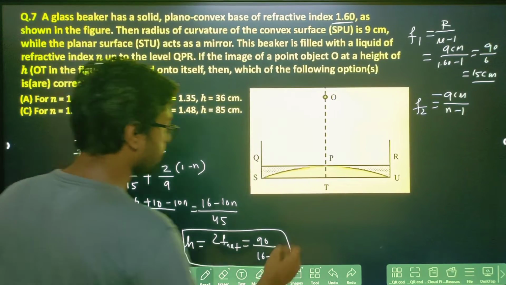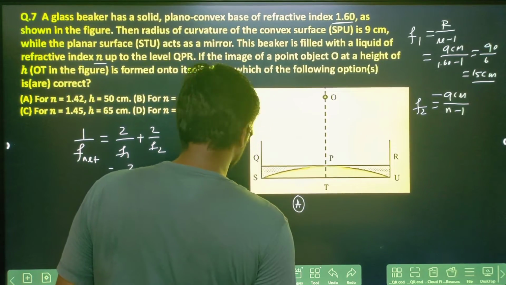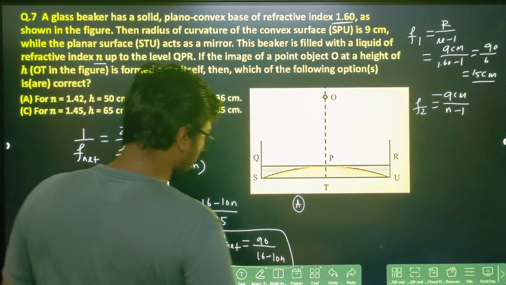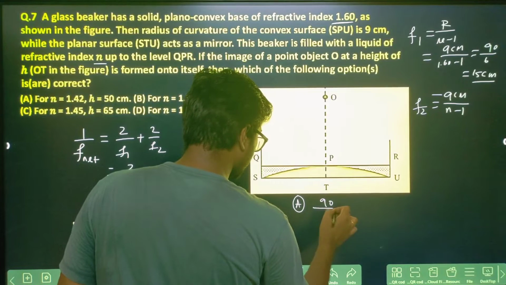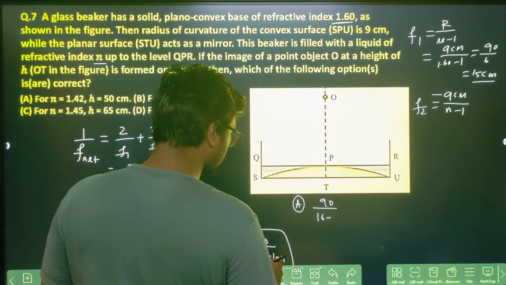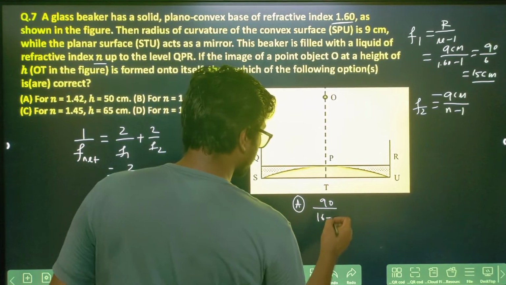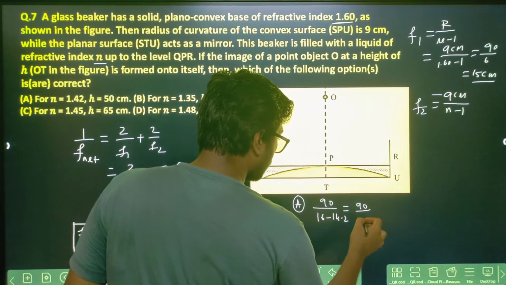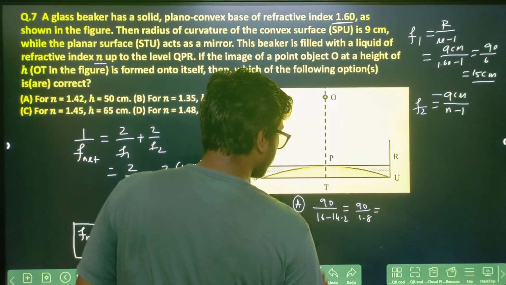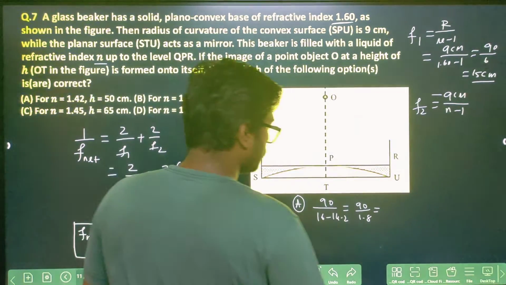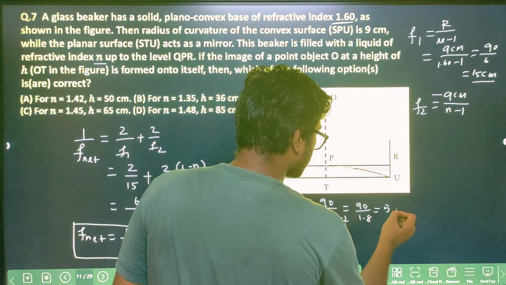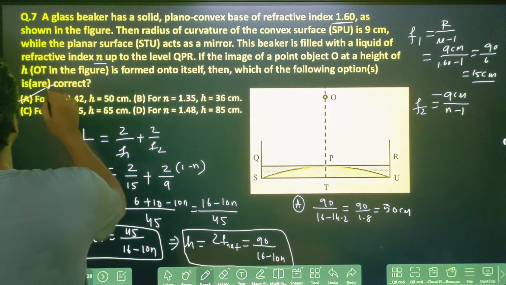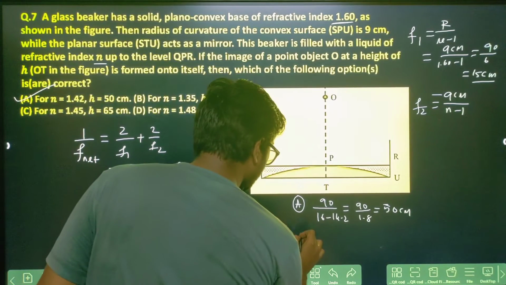First we are checking option number A. Option A is telling that n equal to 1.42. So 90 divided by 16 minus 10n, with n equal to 1.42 meaning 14.2. So this will be 90 divided by 1.8, right? It will come as 50 centimeter. So check option number A. This is correct.